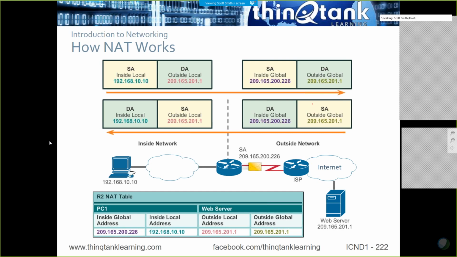All right. Inside global, again, the public address that represents my inside host. Inside local, the private address that represents my inside host. Outside local and outside global, the public address that represents my destination. Notice that those addresses are the same. Again, they're almost always going to be the same because you just generally never know what the private address is of your destination because it's hidden. All right?